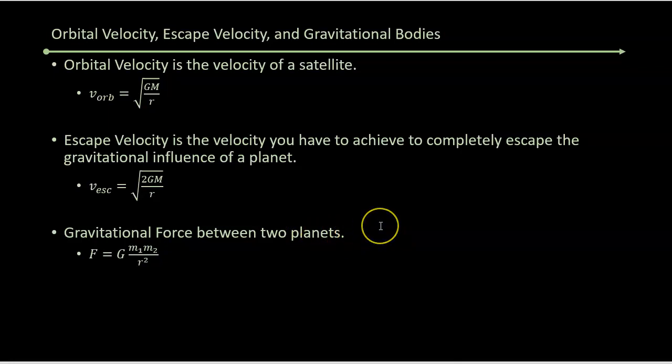Gravitational force between two planets or two rocks or your pen and the cup on your desk, all right, is capital G, mass of one object times the mass of the other object, divided by the distance from center to center squared. R is the distance from center to center.